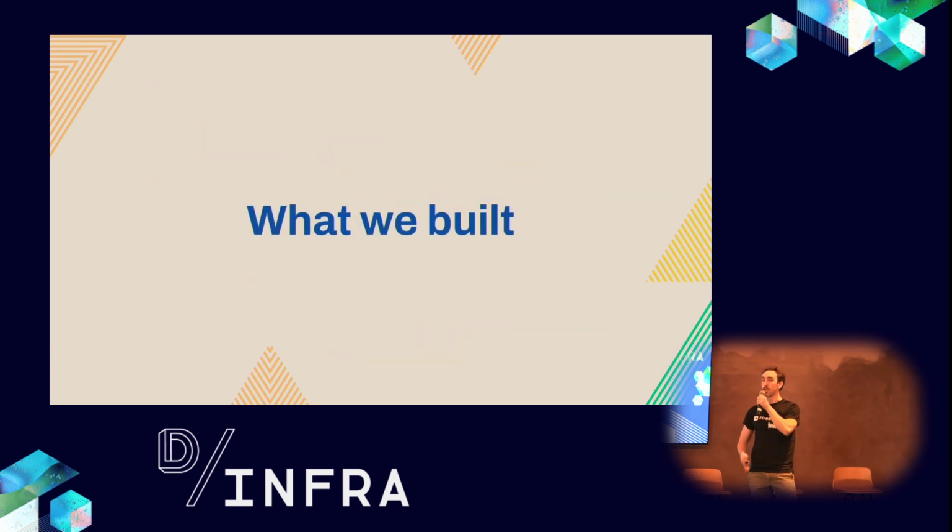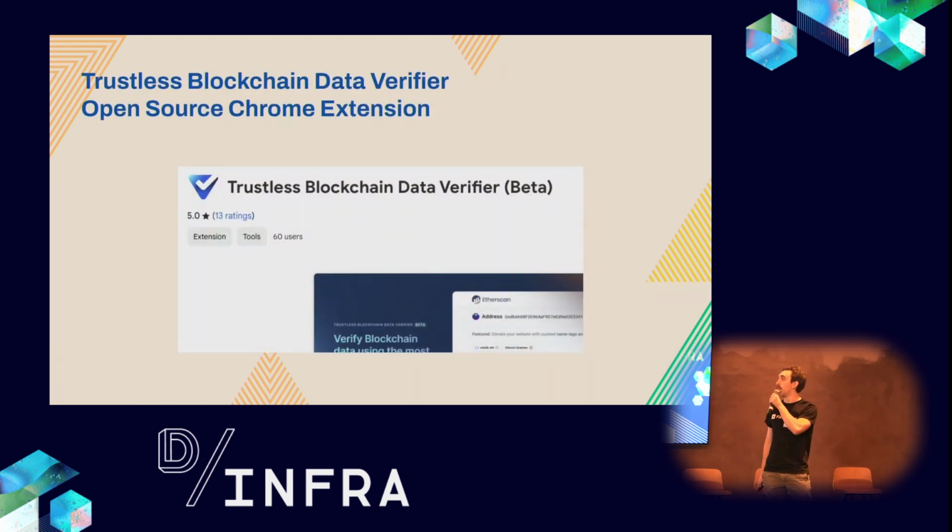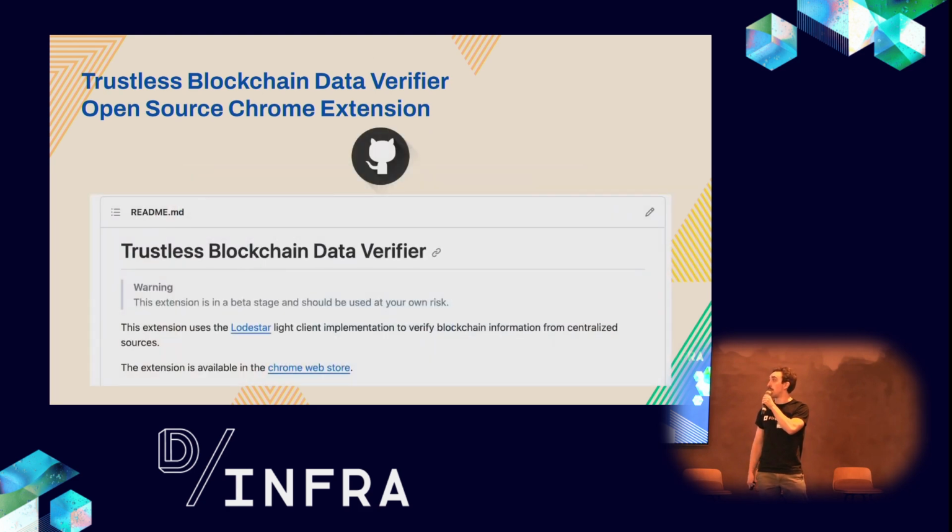Okay, so we understood the problem. We want end users to verify what they are getting from various sources. Let's see what we built. We built an open source Chrome extension that allows you to do just that, to verify blockchain data from various websites. It is open source. You can check the repo. You can check the Chrome extension. It's in the Chrome Web Store.